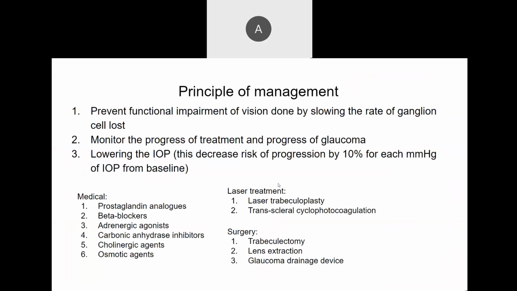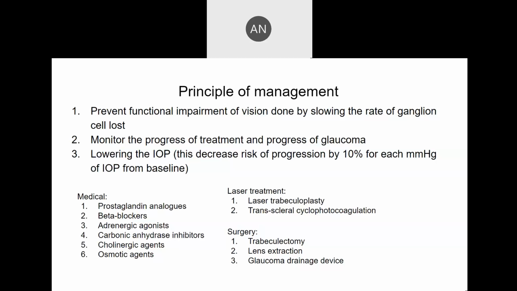Okay, then lepas ni ada apa? Slide. Management. Okay, continue. So continuing to the principle of management. So the principle of management according to the CPG is to actually, according to Kansky, is to prevent functional impairment of vision. This is done by slowing the rate of the ganglion cell loss. Also, you need to monitor the progress of treatment and the progress of the glaucoma.